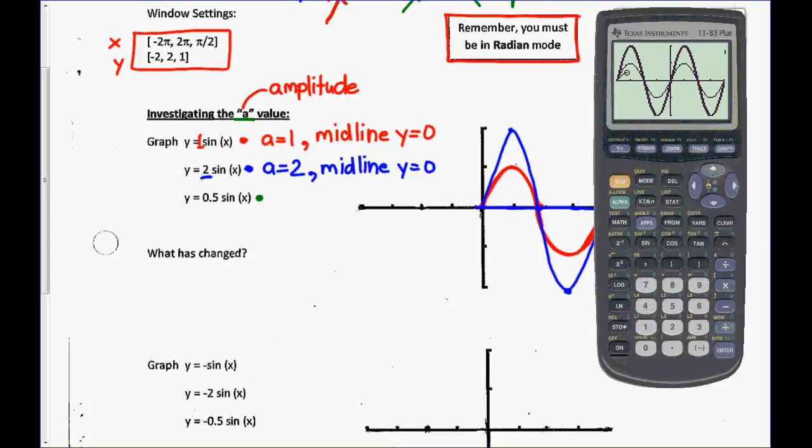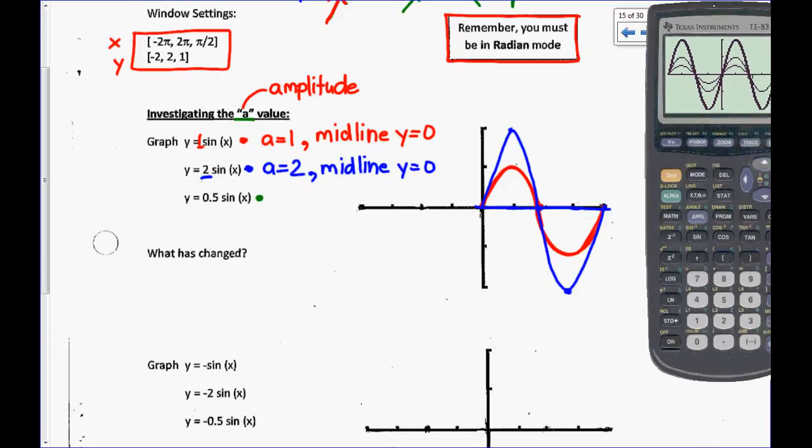And when I hit enter, our graph, okay, kind of what I expected to happen. This time my amplitude, the height of each wave, is only going up to 0.5 as my maximum and -0.5 as my minimum. So it's going to here and to here. It's still going through this middle point, so I can draw it like this and like this. Okay, so this time my amplitude is 0.5.